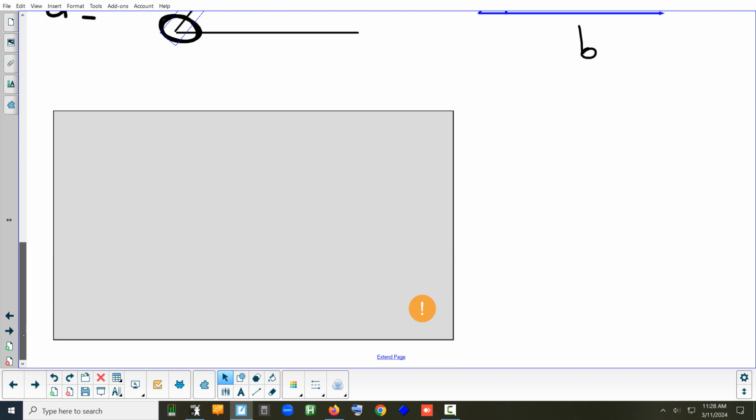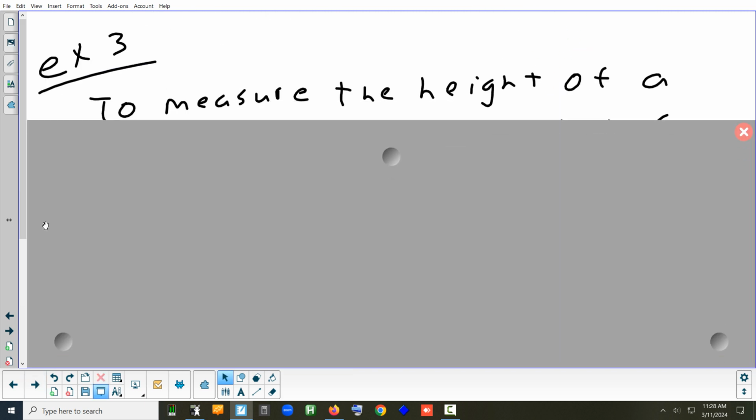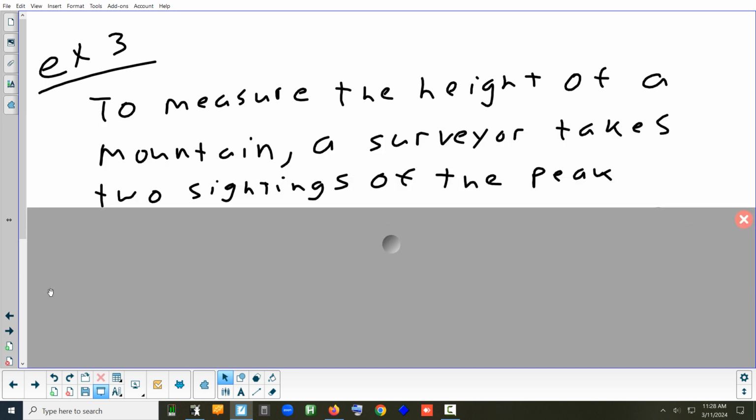All right, so let's take a look at this. This one is going to be a word problem. The first thing we're going to have to do with a word problem is figure out how to represent everything they're giving us. What we're going to do is measure the height of a mountain. Now, what I'm describing here actually works. You can do this.